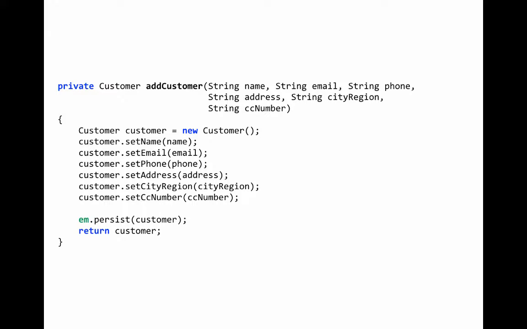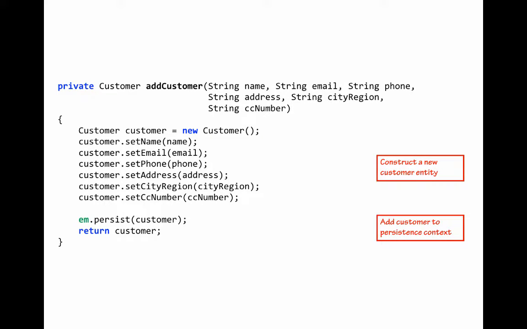The AddCustomer method is fairly straightforward. It constructs a new customer entity, and then it adds that entity to the persistence context. Now, we said in the last slide that the entity is added to the database, but that's an oversimplification. Now let's talk about what really happens.